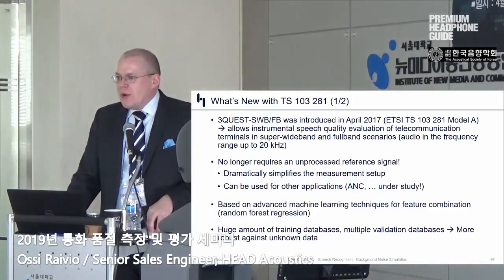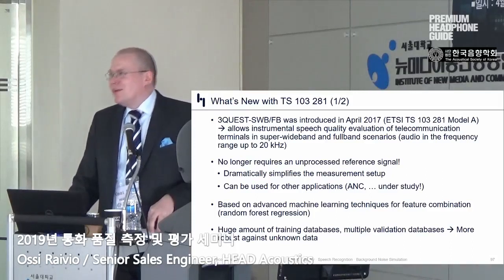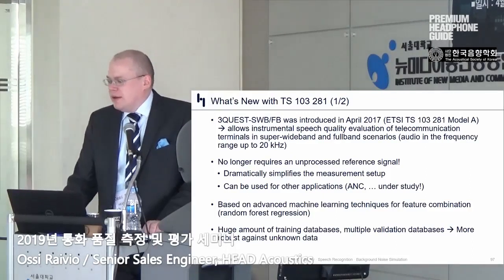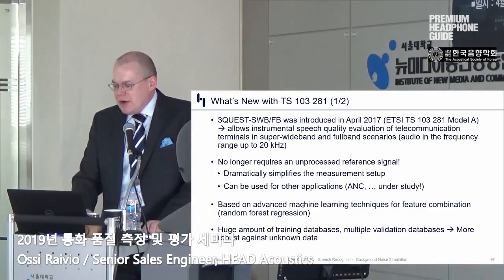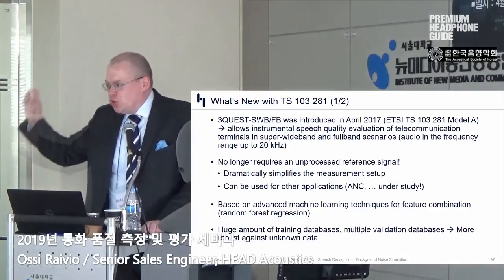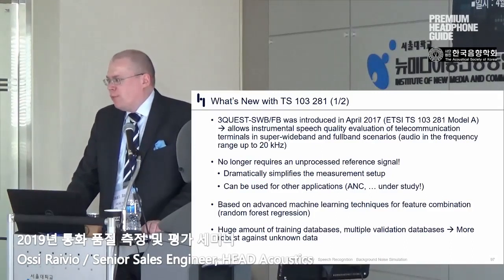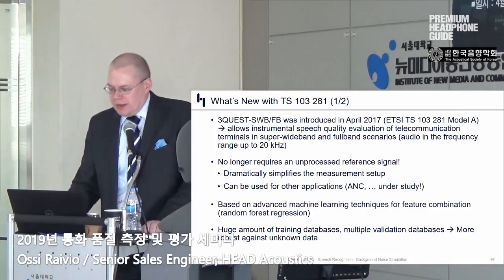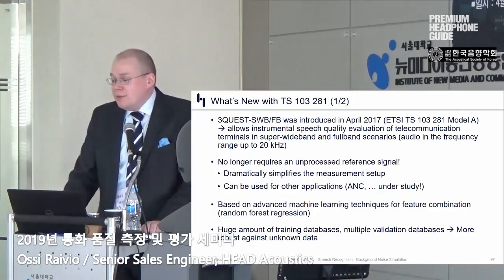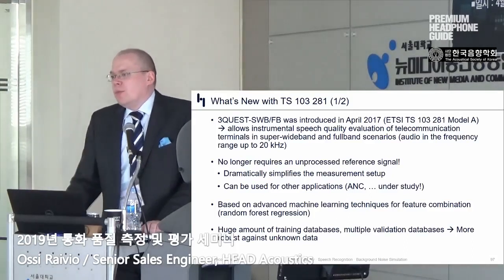In the 3QUEST narrow band wide band, we were using neural networks a bit in the training process, but here in the 3QUEST super wideband full band, we are using more advanced machine learning, namely random forest regression. So these have been taught by using a certain amount of machine learning techniques. The training databases for the super wideband full band are much larger than for the narrow band wide band, and this also makes the algorithm more stable so that it can cope with different kinds of devices.